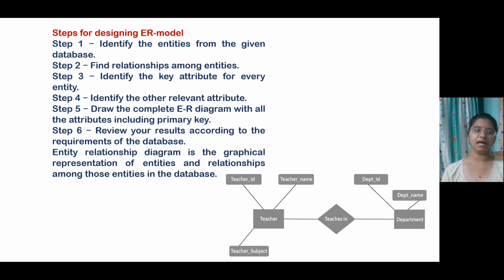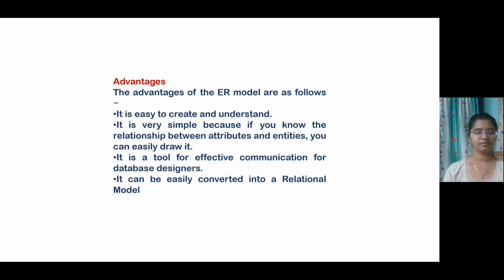Steps to design an ER model. Step 1: identify the entities from the given database. Second step is finding relations among the entities. Third step is to identify the key attribute for every entity. Next, identify the other relevant attributes. Fifth step is to draw the complete ER diagram with all the attributes including the primary key. Sixth one is to review your results according to the requirements of the database. An entity relationship diagram is a graphical representation of entities and relationships among those entities in the database.